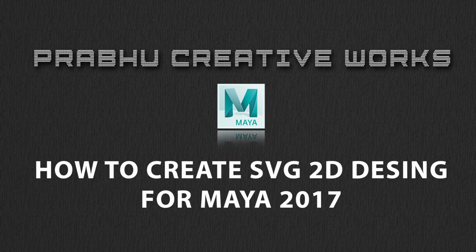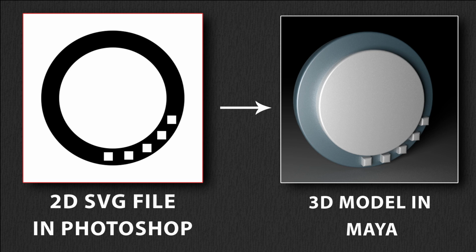Hi, Prabhu here. Today we will see how to create and convert an SVG 2D design in Photoshop and use it as a 3D design in Maya. Stay tuned.